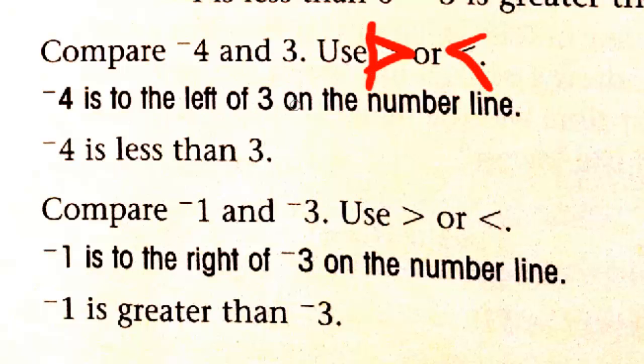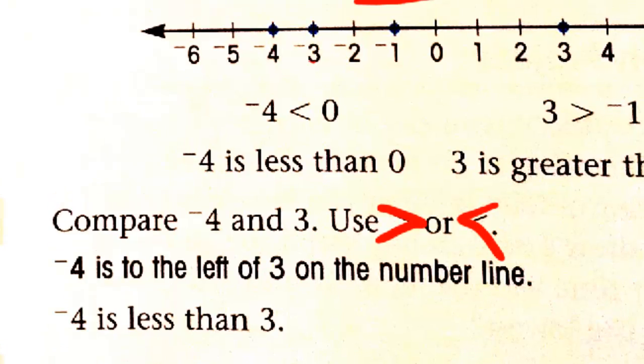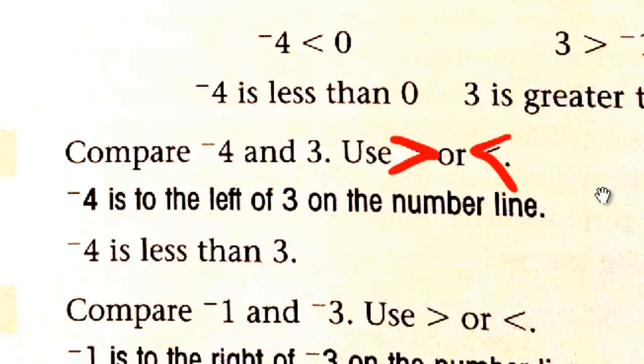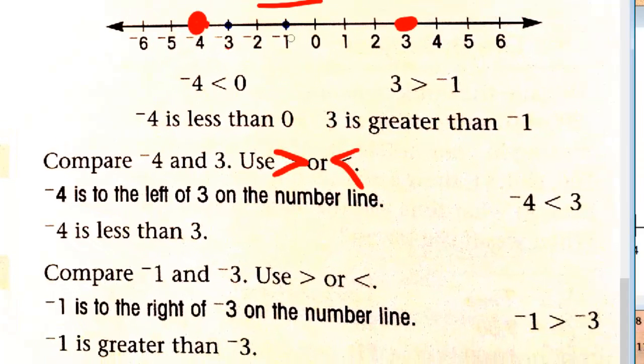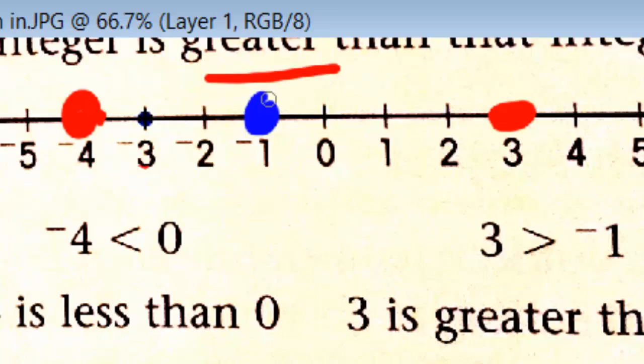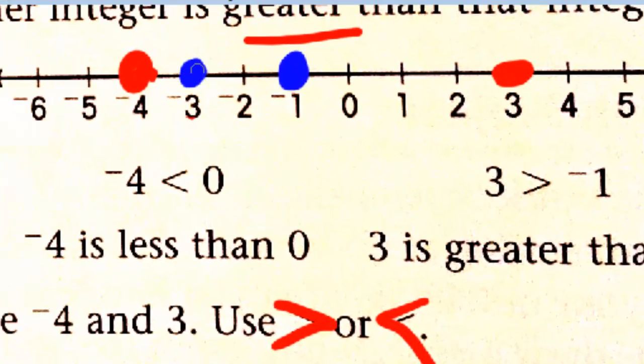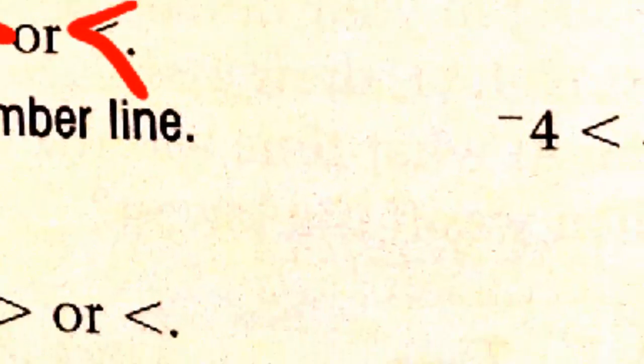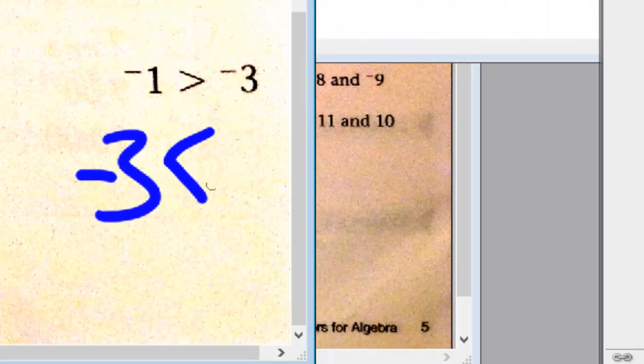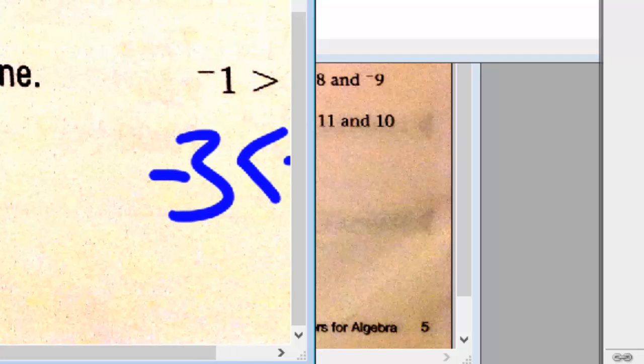If we're going to compare negative 4 and 3, we're going to use greater than or less than. Negative 4 is to the left of 3 on the number line, and because it's to the left, we're going to write negative 4 is less than 3. If we're looking at negative 1 and negative 3, here we have negative 1 right there, and here we have negative 3. Which one is to the left? The negative 3 is to the left, so we can write negative 1 is greater than negative 3. Alternatively, we can write negative 3 is less than negative 1.